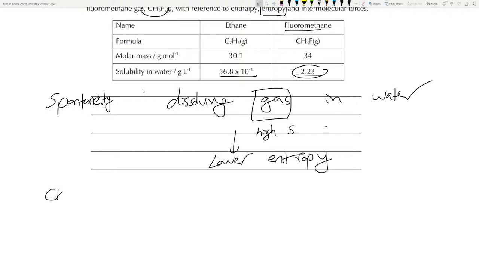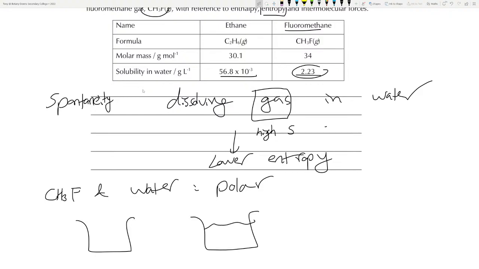Why is that? Because CH3F and water molecules are both polar. So what that means, if you think about it, why do things dissolve? Okay, so if this is my water molecule, H2O, H2O, H2O, and in here is my CH3F, CH3F.